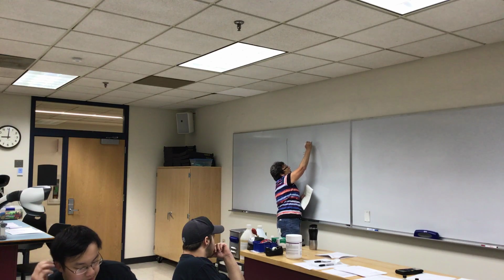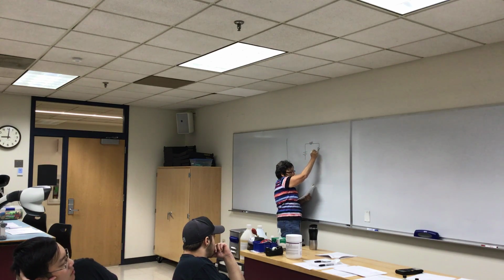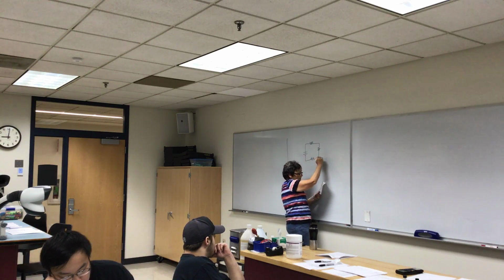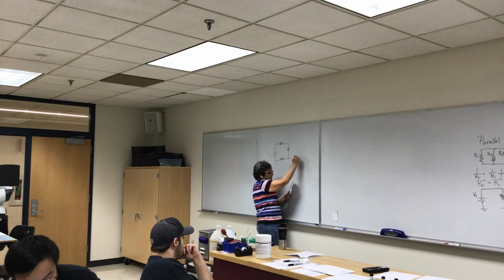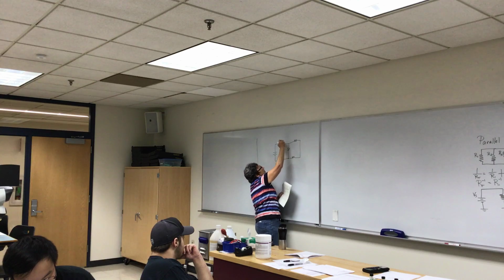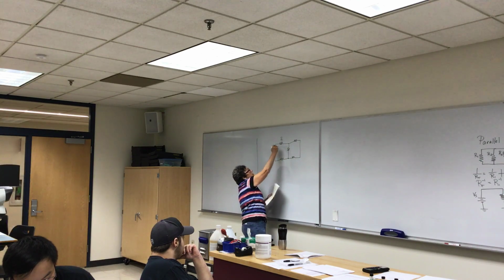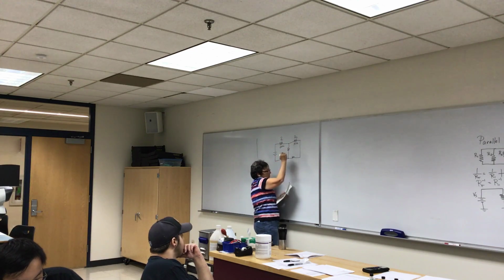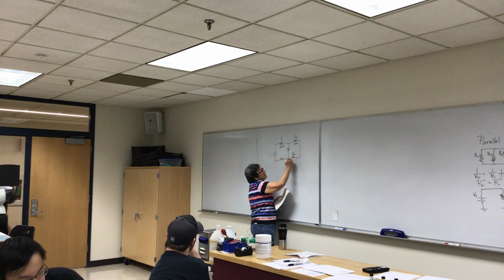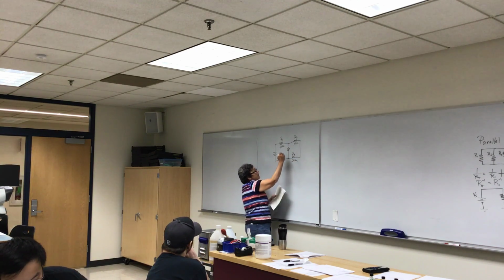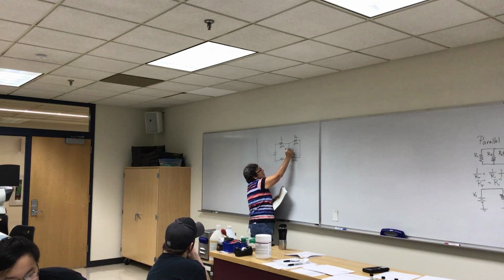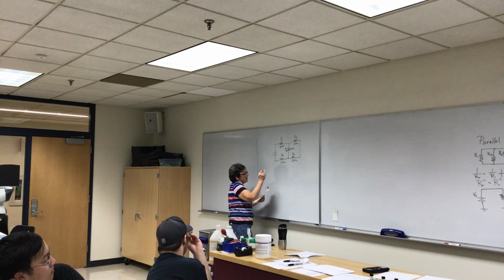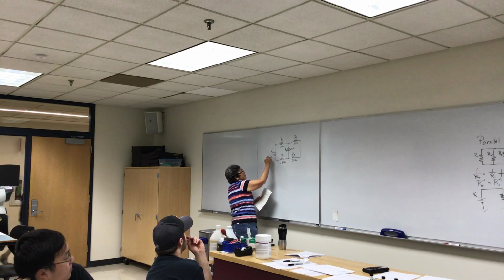I'm going to draw it around. So we have R1, R1 is 20 ohms. R2 is 10 ohms. R3 is 20 ohms. R4 is 30 ohms. And R5 is 15 ohms. And our voltage source is 10 volts.